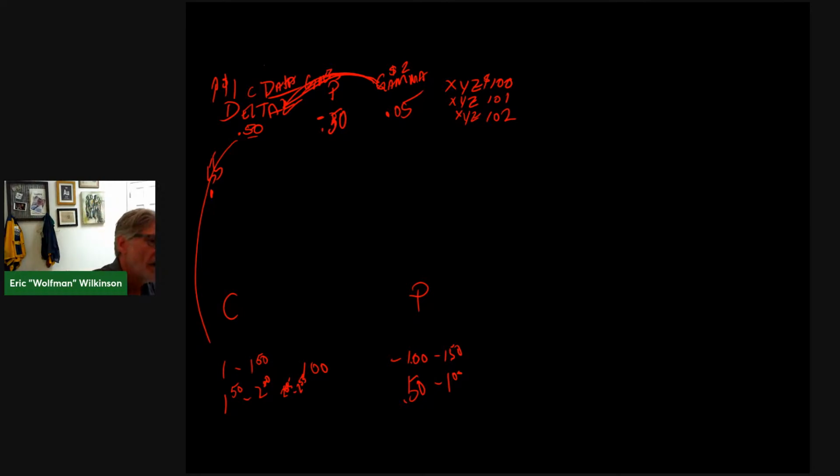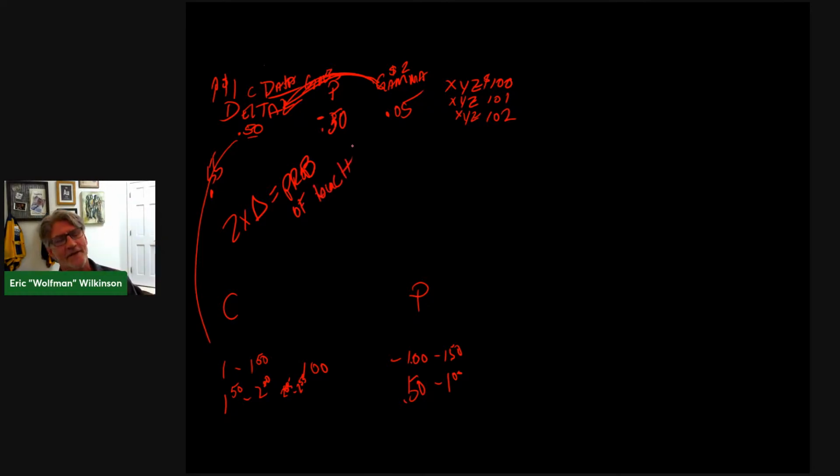All right. The other thing is on the floor, we used to say 2 times delta equals your probability of touch. We used to actually say it was a probability of getting kissed as a joke, but probability of touch is probably more acceptable. So 2 times delta is probability of touch. So 50 delta, well, it's at the money. You have 100% probability of touch. Why? Because it's probably traded there already.